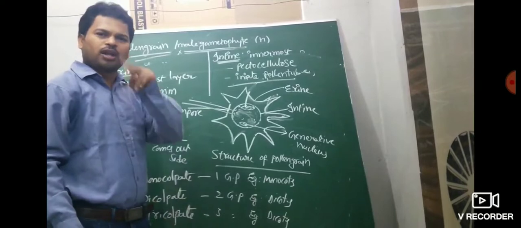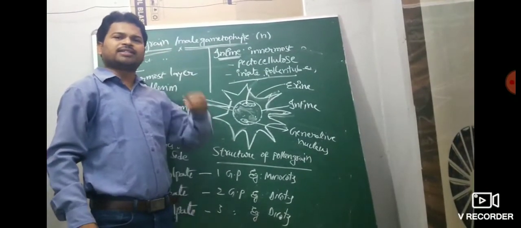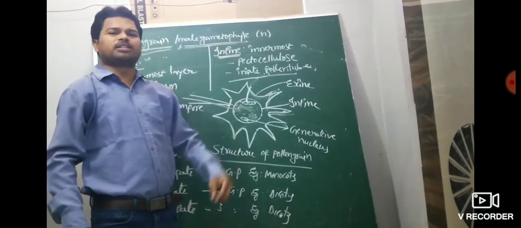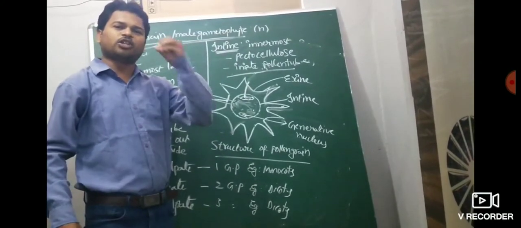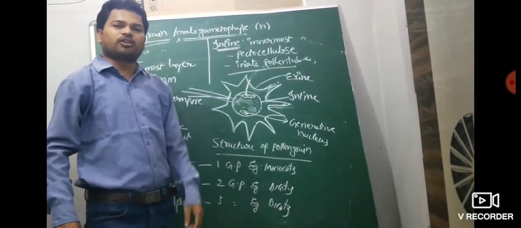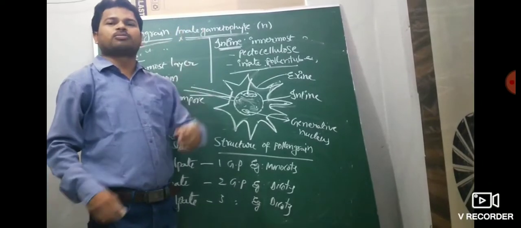This is nothing but the two wall layers of the pollen grain, exine and intine. Then inside the pollen grain, cytoplasm is present. The cytoplasm is surrounded by the plasma membrane.